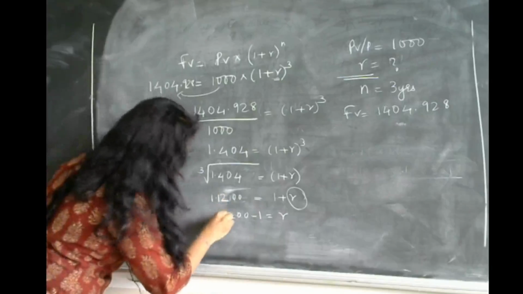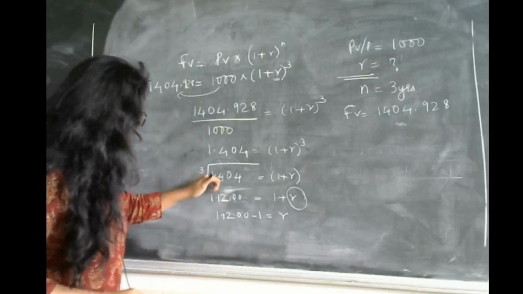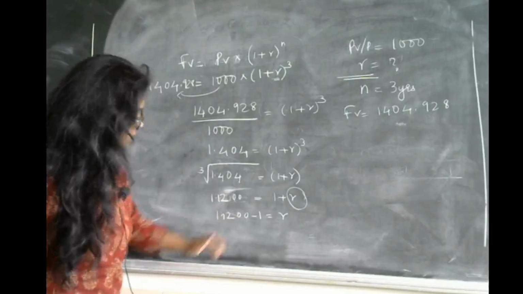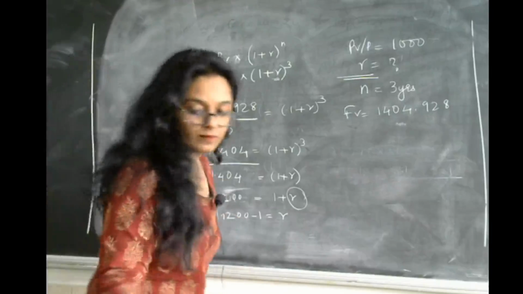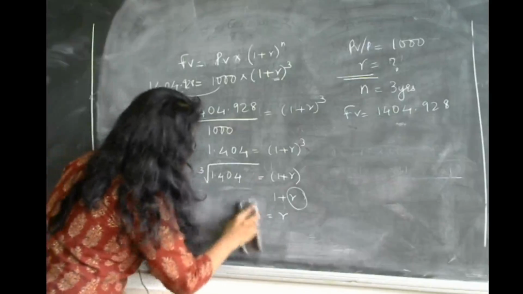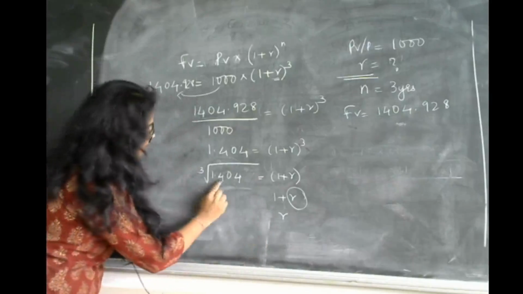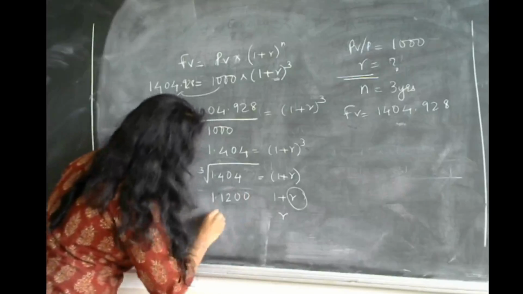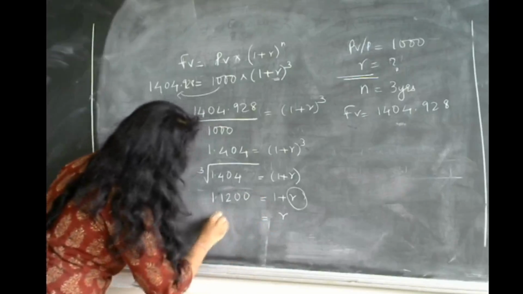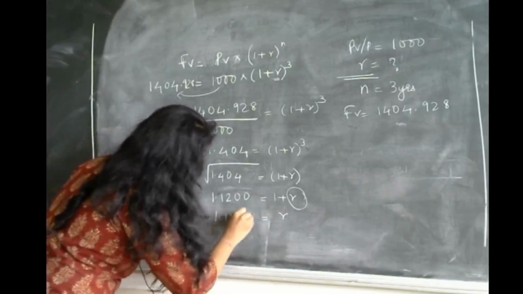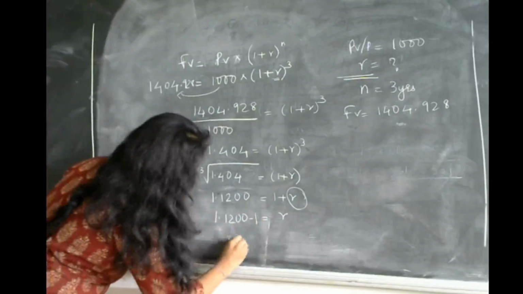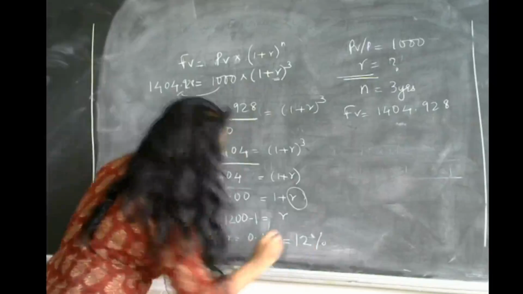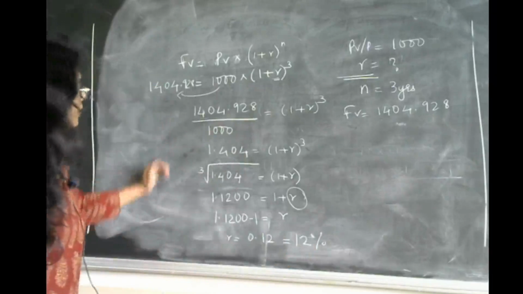1.12. It is 1.12. Okay, I'll write it again. Cube root of 1.404 is 1.1200, and over here it is 1.1200 minus 1. So R comes to 0.12, which is nothing but 12%. Okay, so this is how we are going to solve.